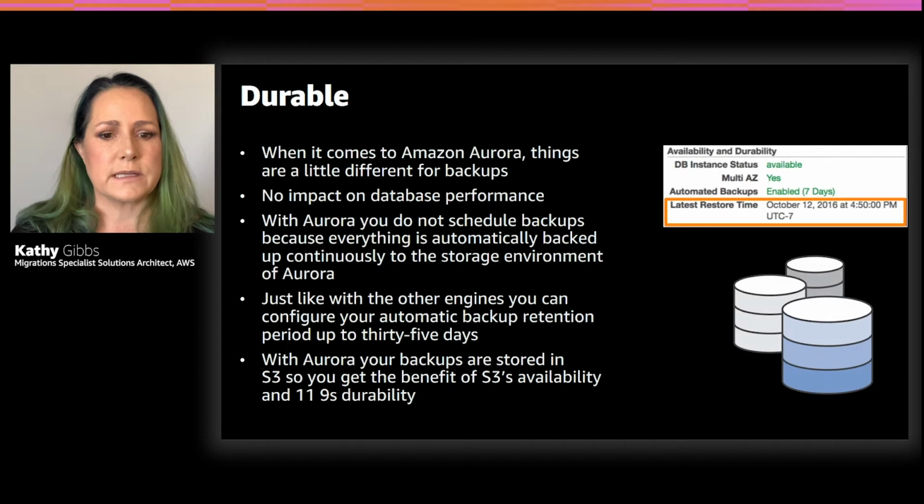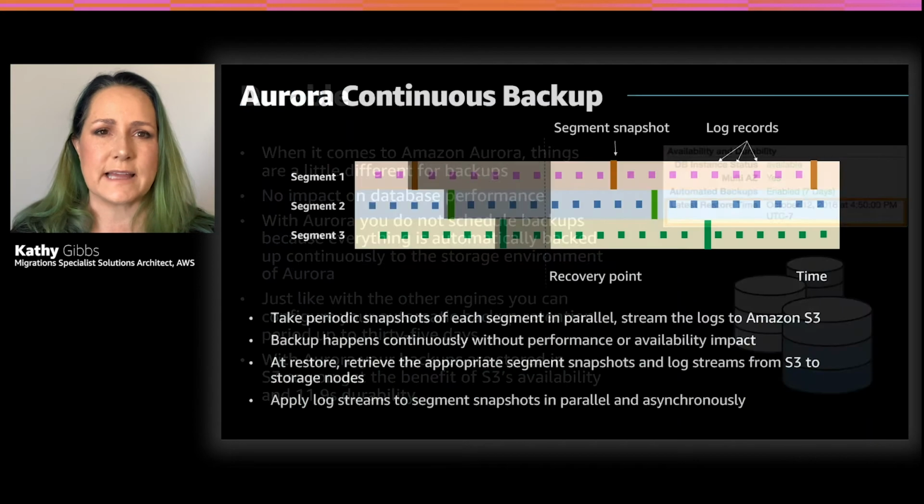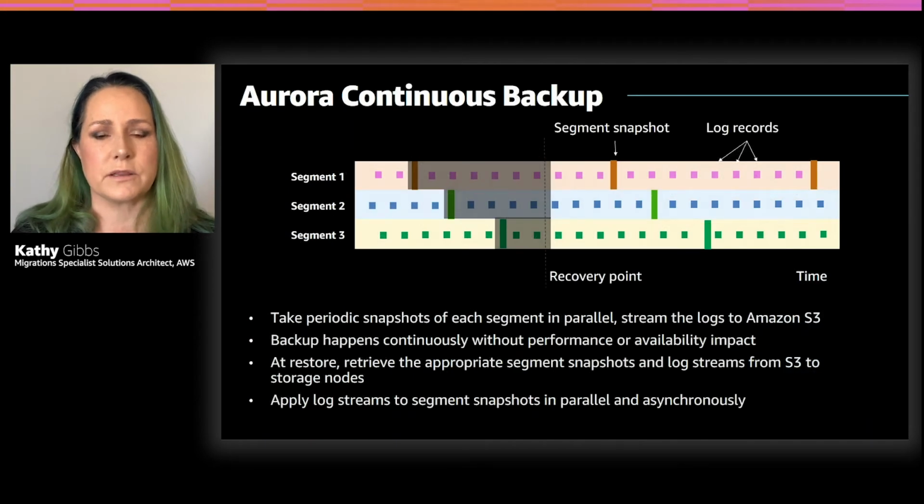Okay, so we talked to all of those. This is the slide I was talking to that I wanted to make sure that we went over. So what happens with Aurora? You can see here that we do have a recovery point. So you have a point when all of those segments, again, this is 3 of them, but we have 6 copies on Aurora.